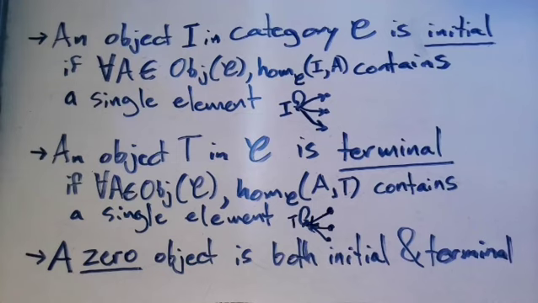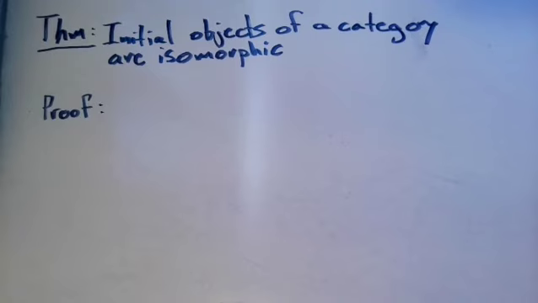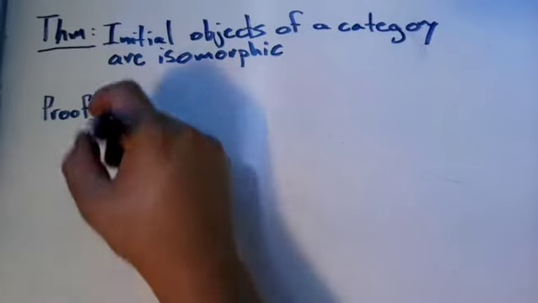Finally, a zero object is one which is both initial and terminal in the category. We'll conclude by proving two quick things about initial and terminal objects, namely that they're isomorphic. We'll start with initial objects. The theorem is that any two initial objects of a category are isomorphic.